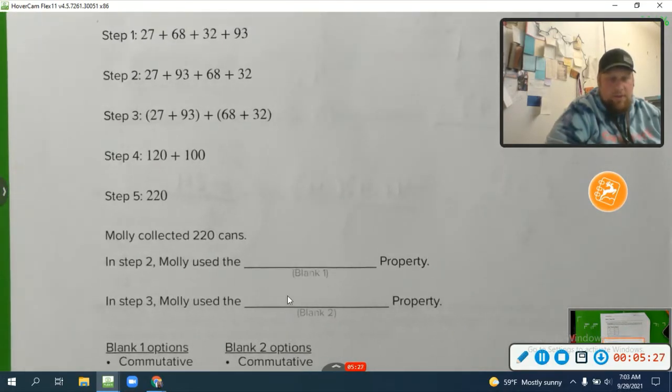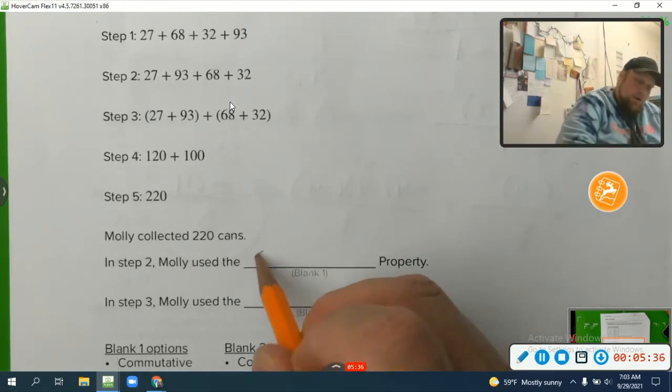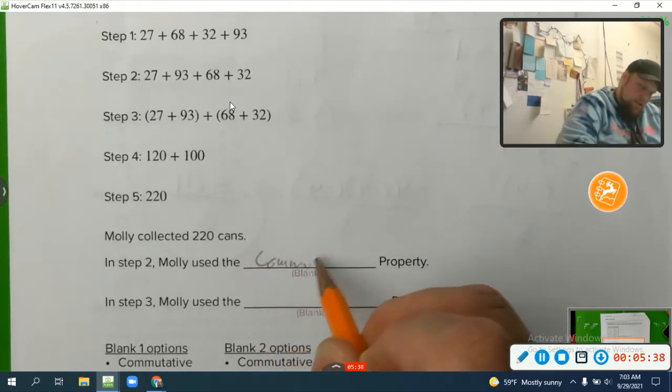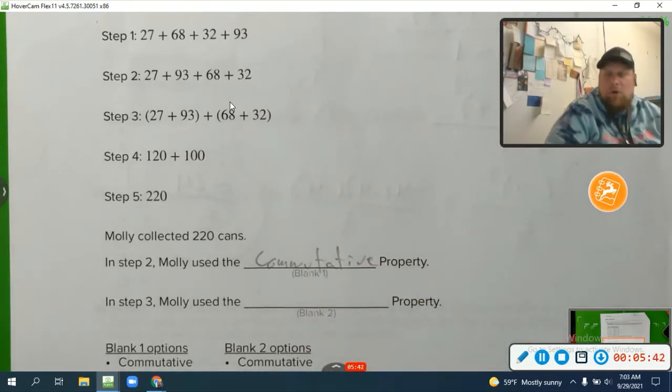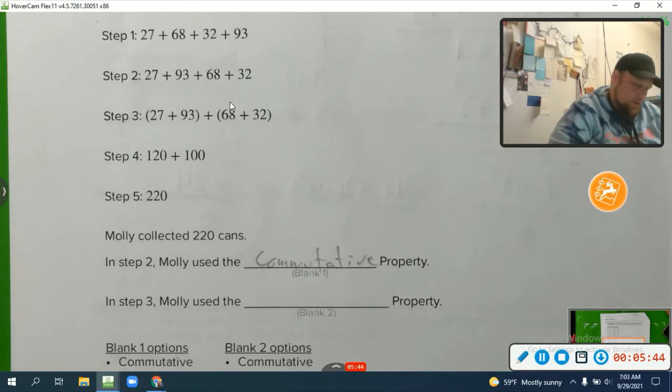So let's look. In step 2, what did she do to change the order around? Well, if she moved it, that's like commuting. That is the commutative property. Like when you commute, you go to work, you go to school, you move somewhere.